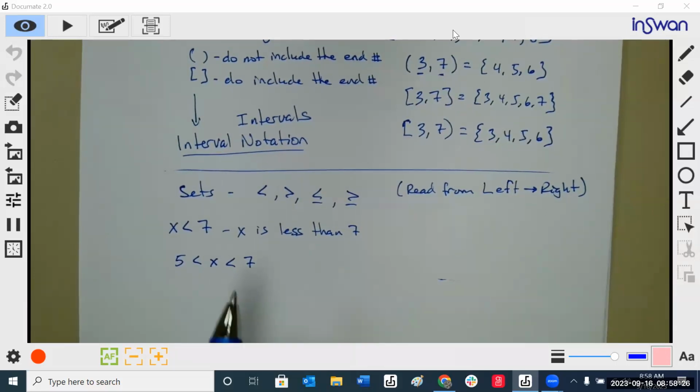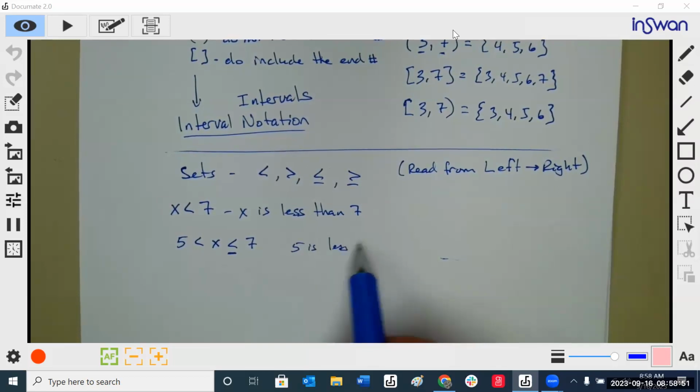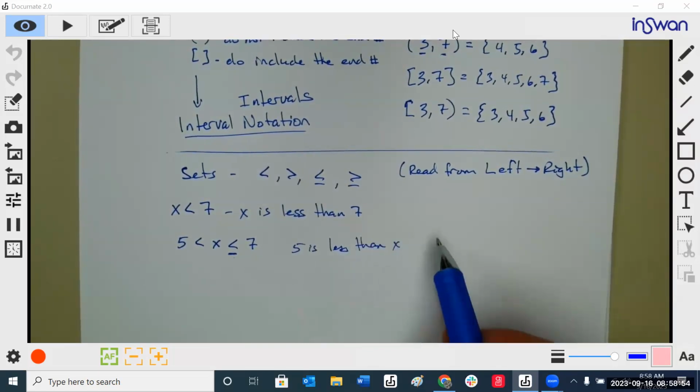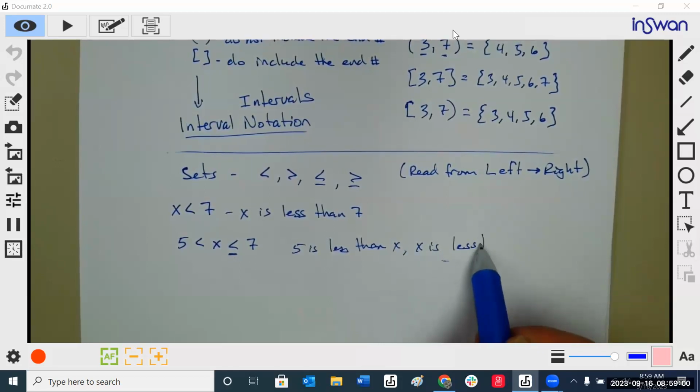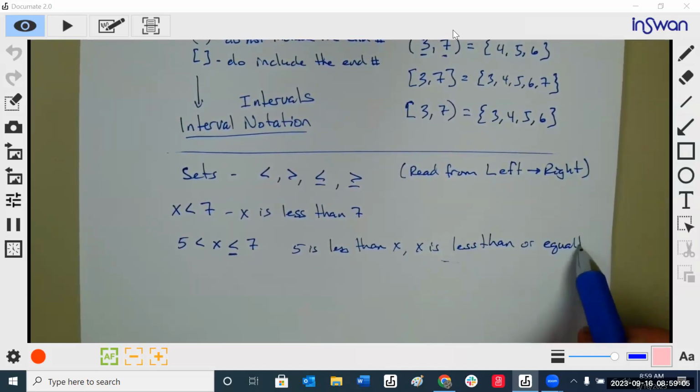How would you read that? 5 is less than X, and X is less than or equal to 7. So, 5 is less than X. X is less than or equal to 7.